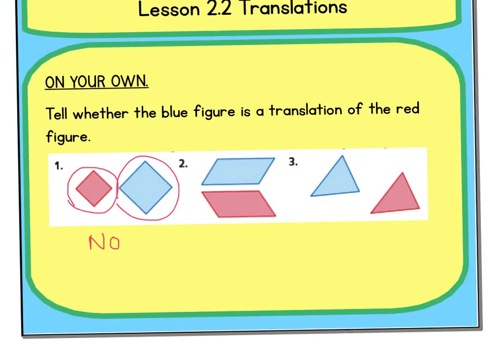The next one, no matter how I move the red figure, this point is going to be in the upper left-hand corner, and if I kind of move up, that's not what's happening with this one. This one actually got flipped, so this one would not. But on the next one, if we look at the distances between the points, all we did was slide it, so then this one would be a translation.